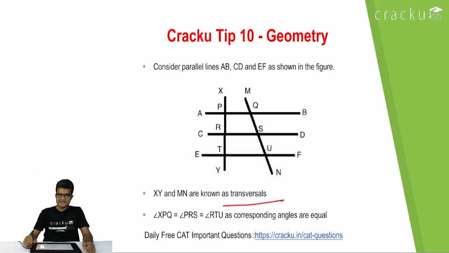Now the angles so formed will be equal: all the corresponding angles across the parallel lines will be the same. That is, this angle and this angle will be the same. Similarly, this angle and this angle will be the same. That is, angle XPQ is equal to PRS is equal to RTU. Let us now look at the next slide.